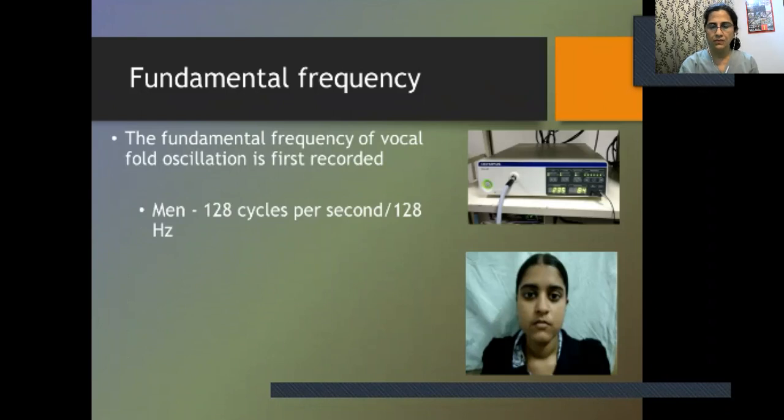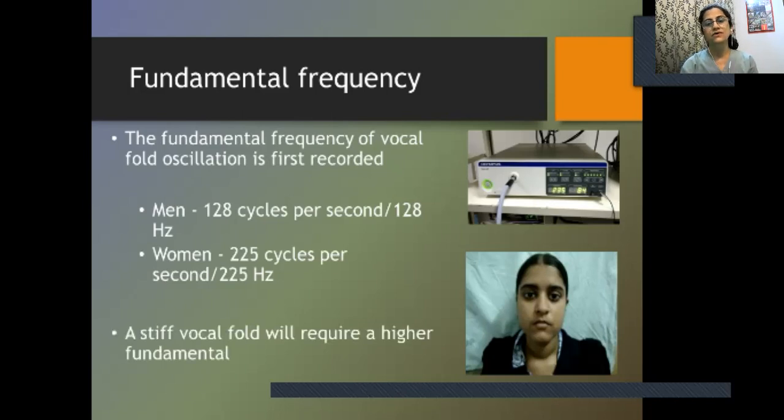In men, it is around 128 cycles per second, and in females, it is 225 hertz, or cycles per second. A stiff vocal fold will give you a higher fundamental frequency. You can see this in this case of vocal fold sulcus.